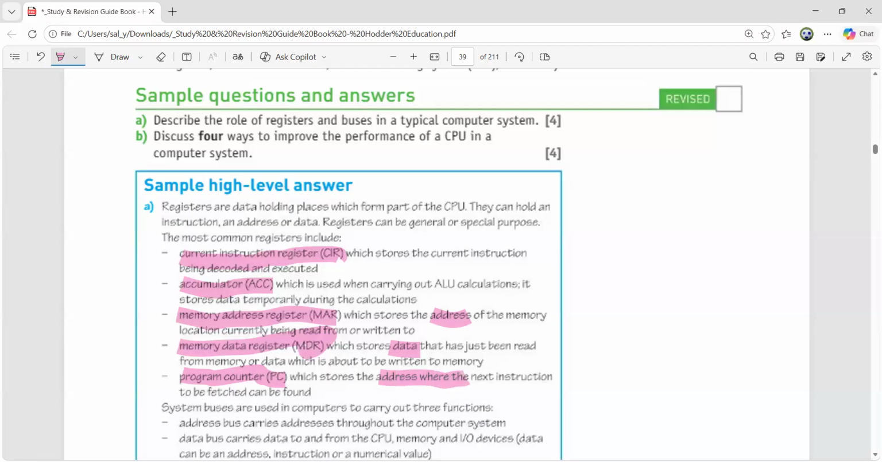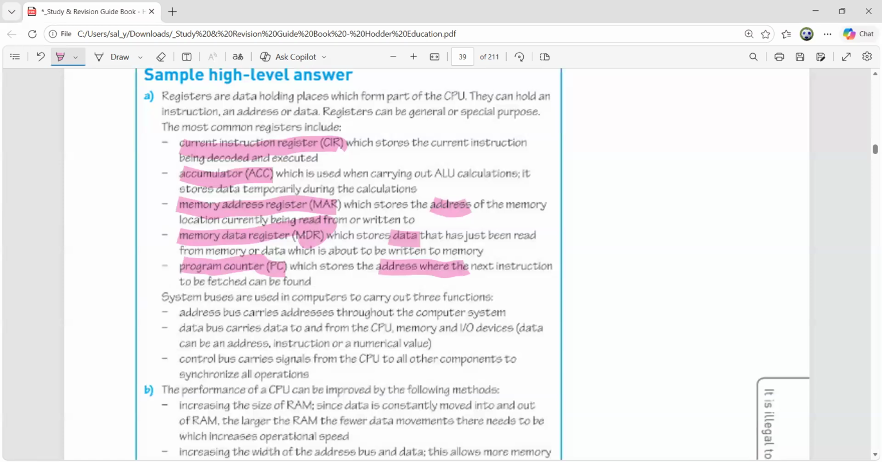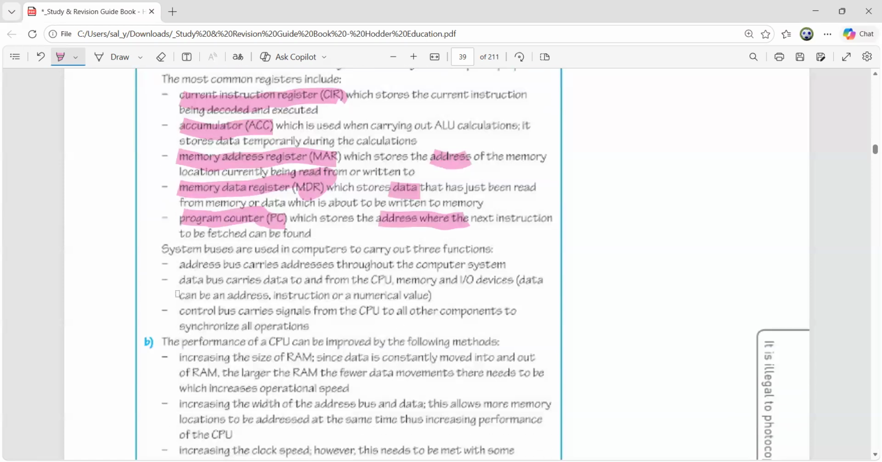Then talking about the system buses, you can see system buses are used in computers to carry out functions like address bus, data bus and control bus. And again, a shortcut to remember is ADC. So if in the examination hall you are a bit confused about the bus combination, and you may forget, in that case you can say ADC: address bus, data bus, and control bus. Just a shortcut for us.